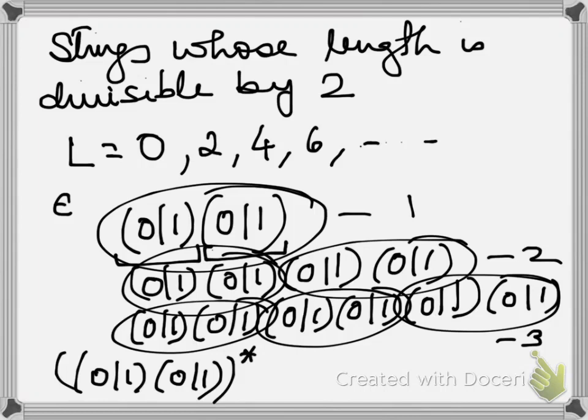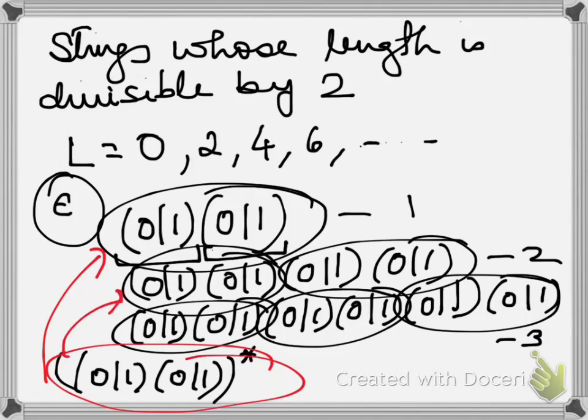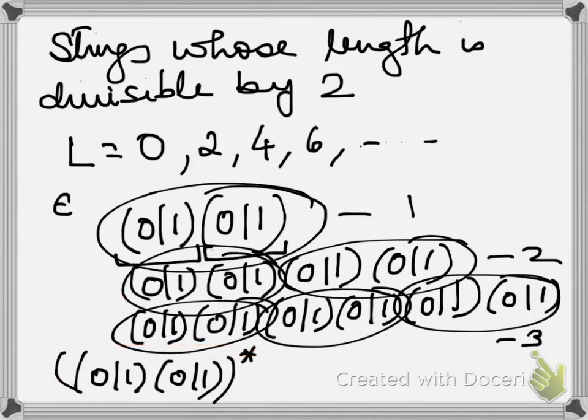So if this is repeated 0 times, you get epsilon. If this is repeated 1 time, then you get this. If this is repeated 2 times, then you get this. If this is repeated 3 times, you get this. And if it is repeated 4 times, you get a string of length 8, and so on. So our result is this. This gives me a string of zeros and ones whose length is divisible by 2.